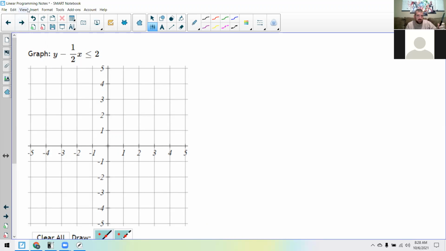Just like we did on the very first day of this chapter, I said if you have a fraction in your equation, always start by getting rid of it, just like we do with parentheses. So if I want to get rid of this 2 on the bottom, I'm going to multiply the whole equation by 2, every term in the equation. So I end up getting 2y minus 1/2 times 2, which is just 1x, is less than or equal to 2 times 2, which is 4.